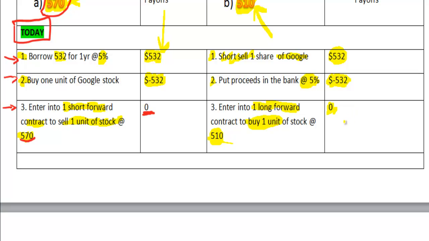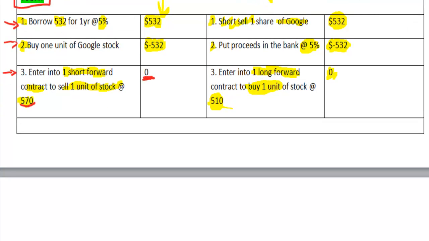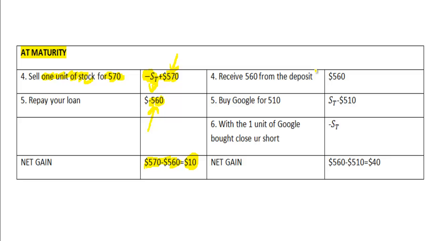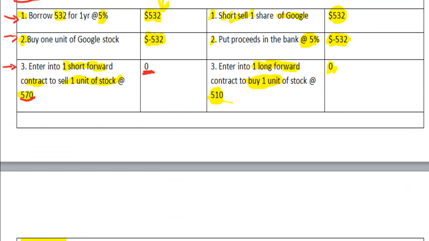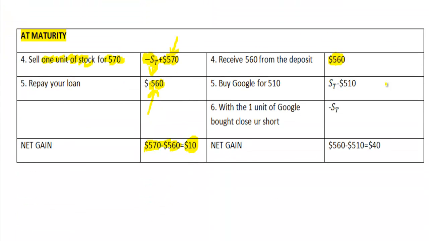So what I'm trying to show to you here is, yet again, we have a case where we implement an arbitrage strategy such that it costs us nothing to enter and we'll make risk-free money. We'll make a gain in the future with virtual certainty. Now, what are we doing in the future? We receive 560 from the deposit, because we deposited 532 with the bank at 5%. So the bank pays us back 560 together with the interest accrued.